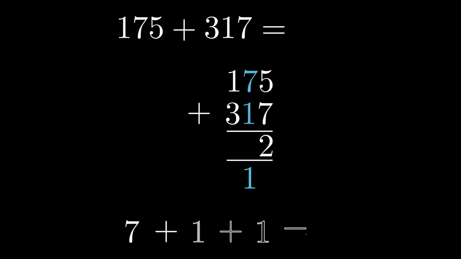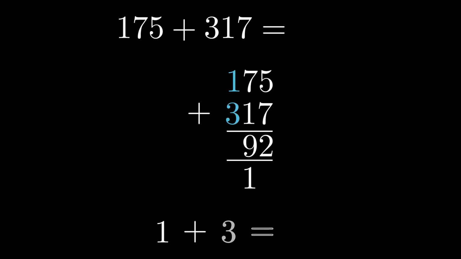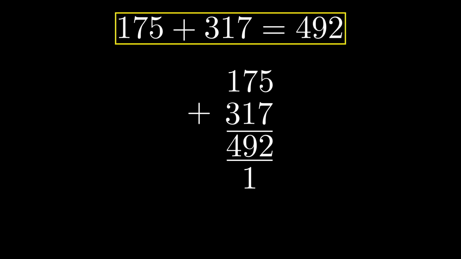Then we add 7 plus 1 equals 9. And we pop the 9 here as shown. Finally, we add 1 and 3 to give 4. And we pop the 4 here as shown. Therefore, 175 plus 317 equals 492.